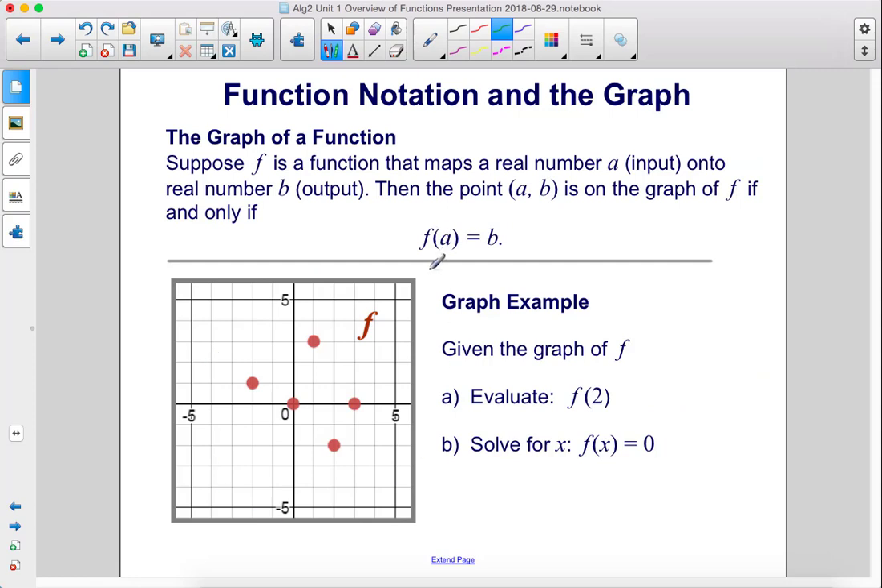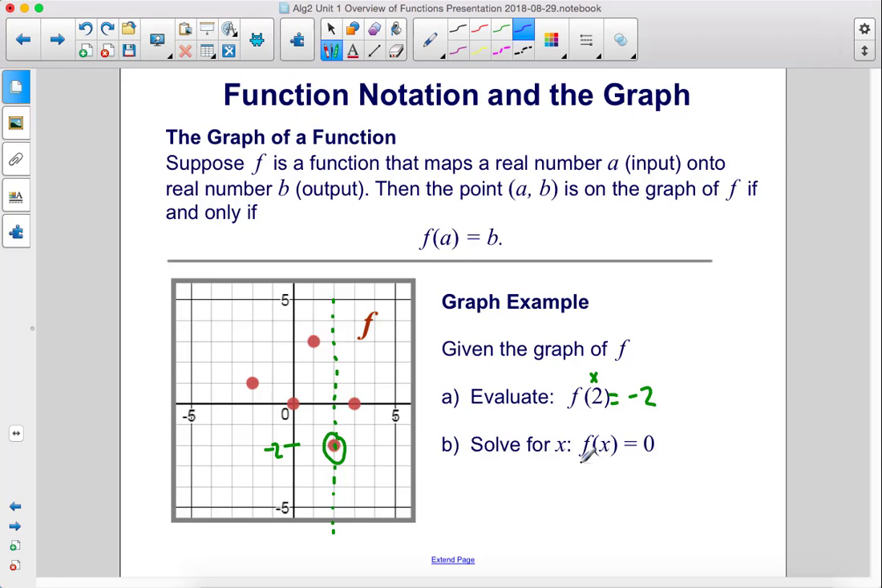Here is a graph example. Given the graph of f, evaluate f(2). Alright, so our input is going to be 2, our x value. So we go to x equals 2, and I'm going to draw a little vertical line. This is where x equals 2, and we see that the point is right there at y equals -2. So the answer is -2. When x equals 2, you just see where the red dot is, or where it intercepts the graph, and it intercepts right there at y equals -2.